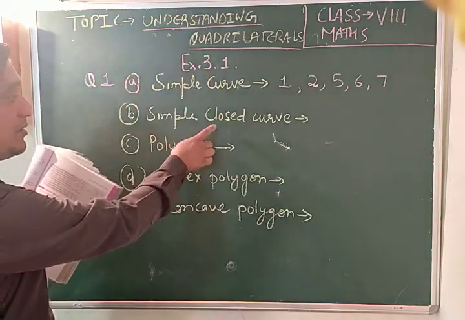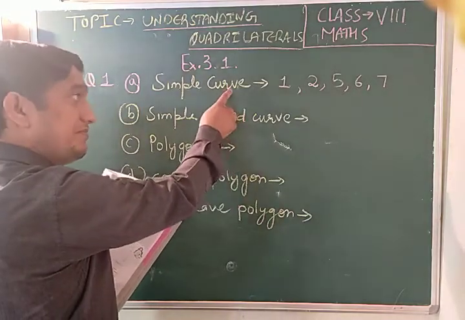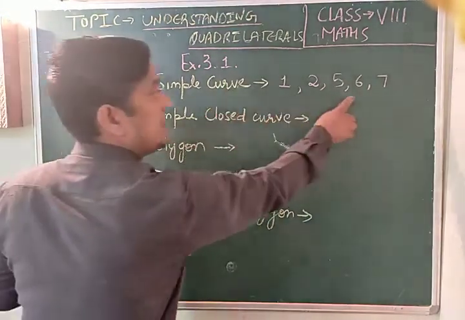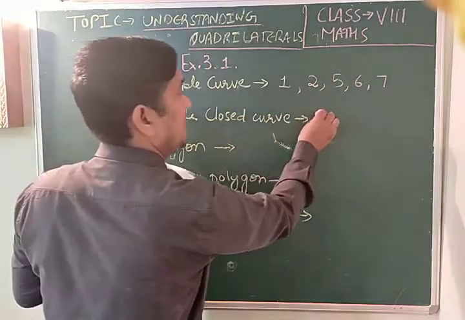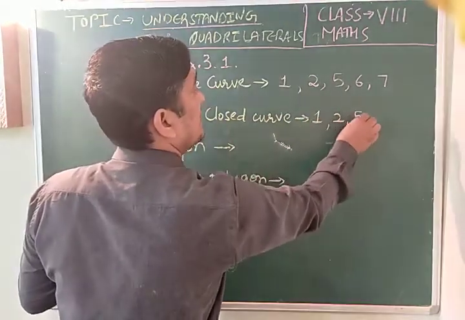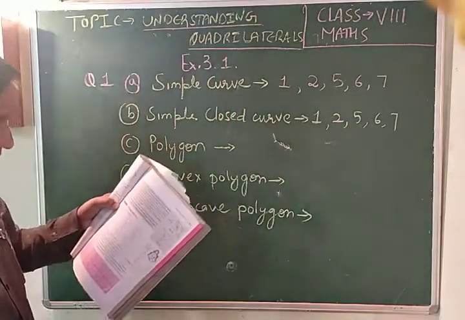Next is simple closed curve. So simple closed curves are what? All simple curves here are also called simple closed curves. So 1, 2, 5, 6 and 7. These all are simple closed curves.